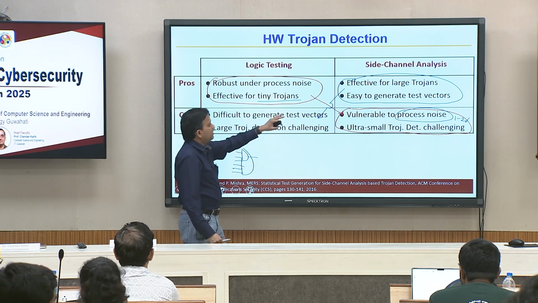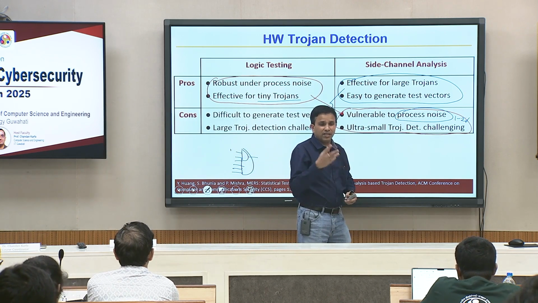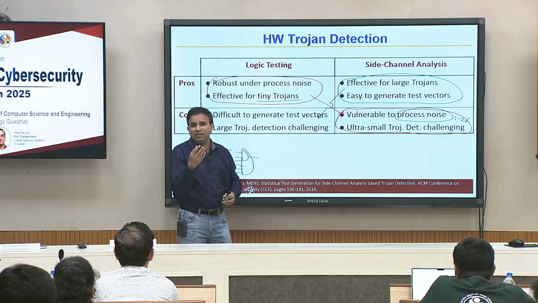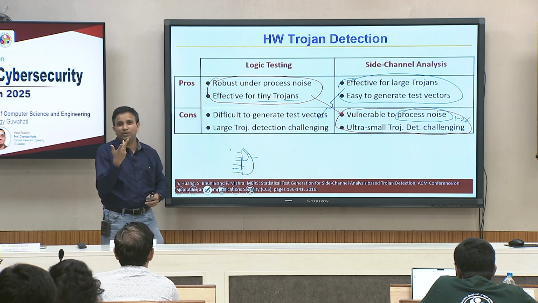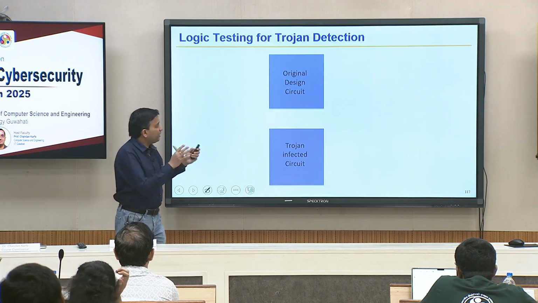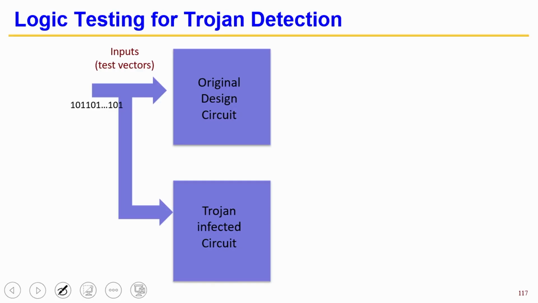So, side channel analysis is bothered by process variation, because process variation affects side channel. Logic testing does not care about process variation, it only cares about the final output. That is all it cares about. So, if I want to pictorially present it, the test generation problem with testing, you apply some test vector.